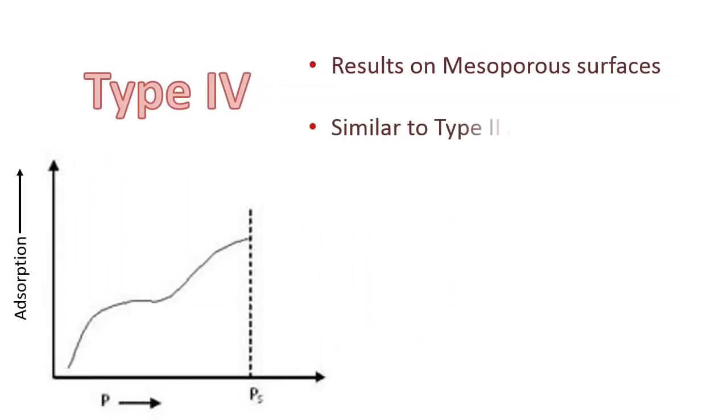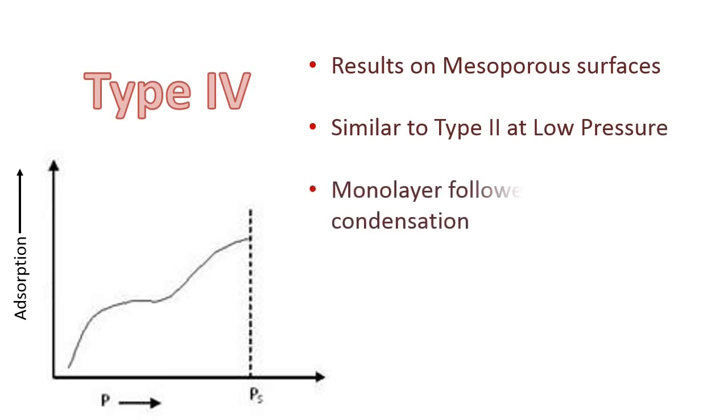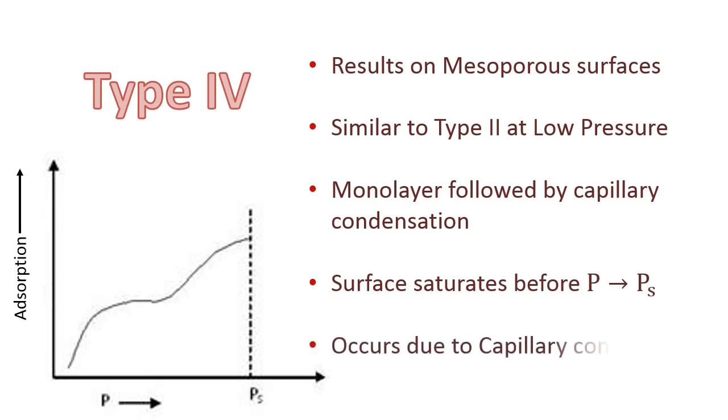Type 4 isotherms occur on mesoporous surfaces. They're similar to type 2 at low pressure. The monolayer formation is followed by capillary condensation. The surface saturates before pressure reaches saturated vapor pressure, and it occurs due to capillary condensation.